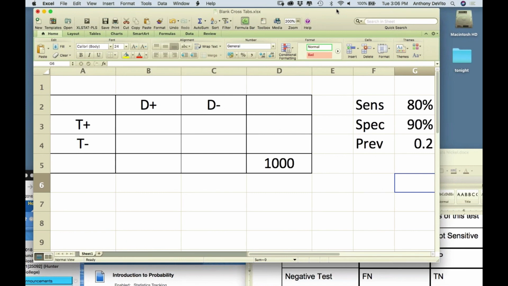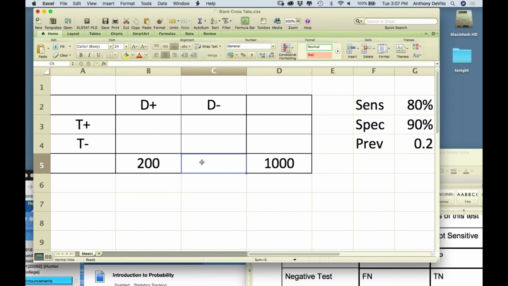Yes, you can. Okay. So if we have 1,000 people, we randomly select from this population with a prevalence of 20%. How many people out of those 1,000 actually have the disease? You'd expect 200 of them have the disease, right? 20% of 1,000. That number down here is the total people that have the disease in this random sample of 1,000 people in this population.